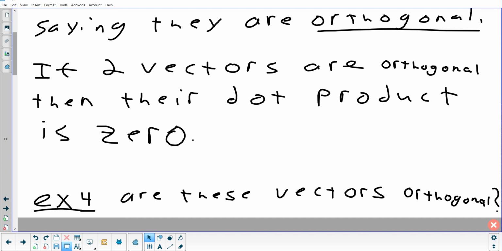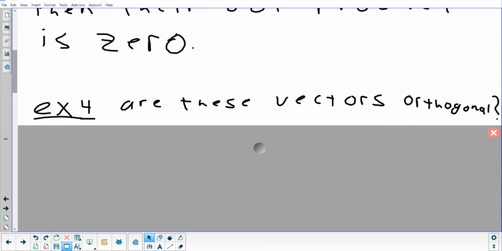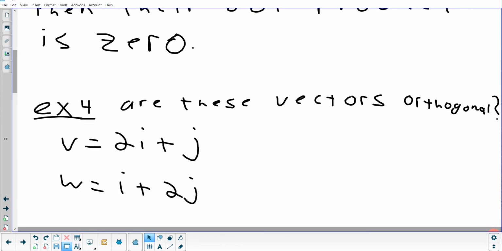Alright, so let's try an example. See if the following two vectors are orthogonal. Alright, what's going to be my dot product there? 4. So are these vectors orthogonal? No. What is the angle between them? Well, that I don't know. I'd have to finish the problem and find the angle. But I can tell you that they are not orthogonal.